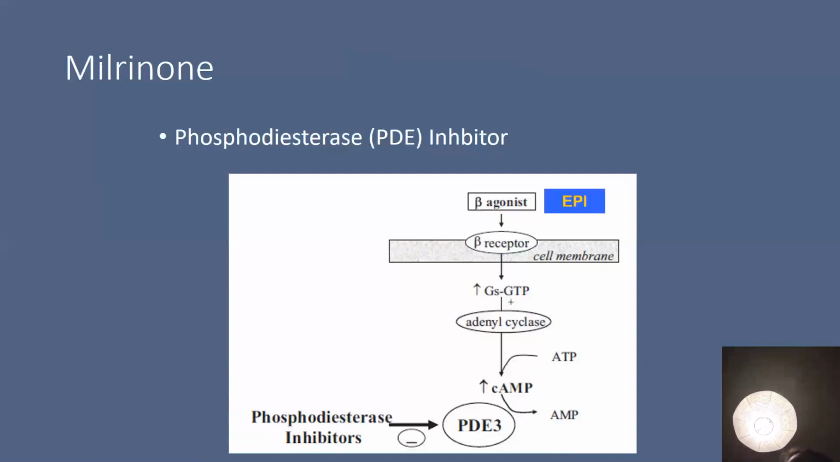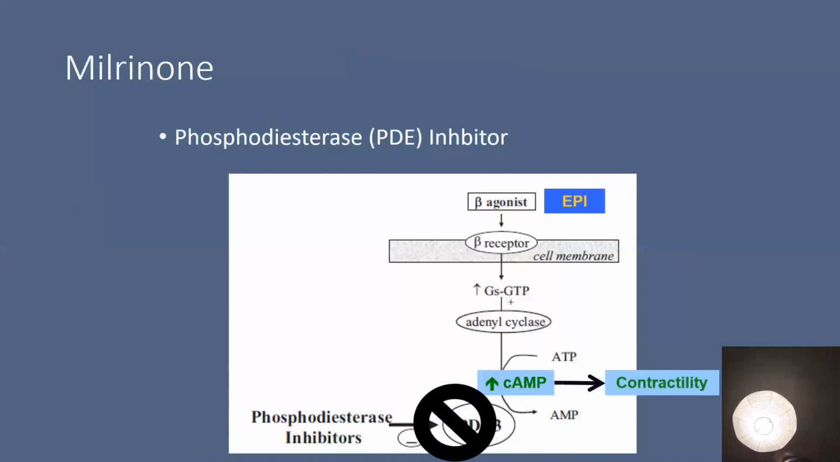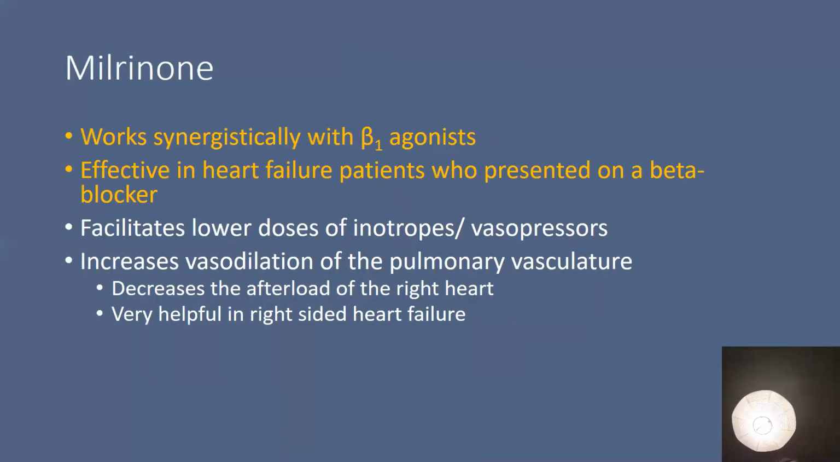So normally you've got epinephrine binding to the beta-1 receptor, a beta agonist. It's going to increase your cAMP. An increase in cAMP, we said, leads ultimately to an increase in contractility. Then phosphodiesterase breaks down cAMP and the contractility returns to normal. So if we give a phosphodiesterase inhibitor, we're going to prolong the activity of cAMP and therefore prolong the contractility because we're not breaking that cAMP down very much. So that's the mechanism of milrinone.